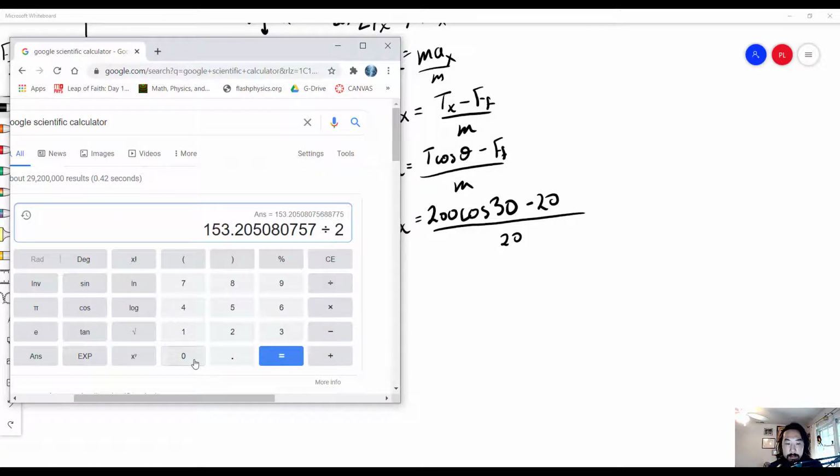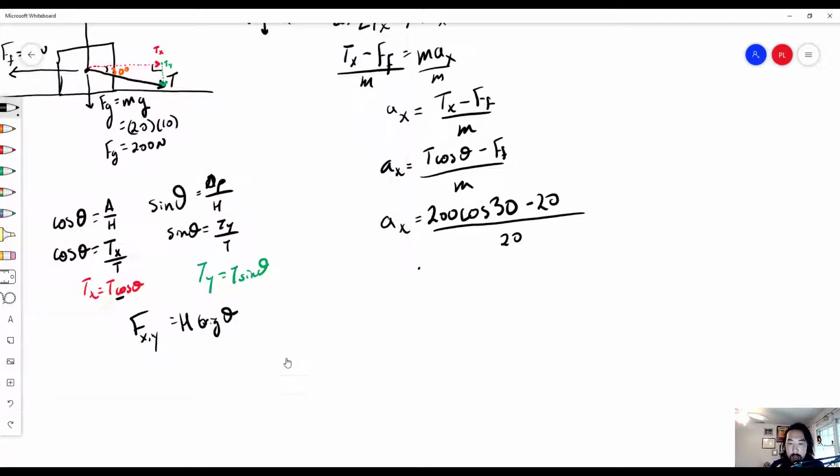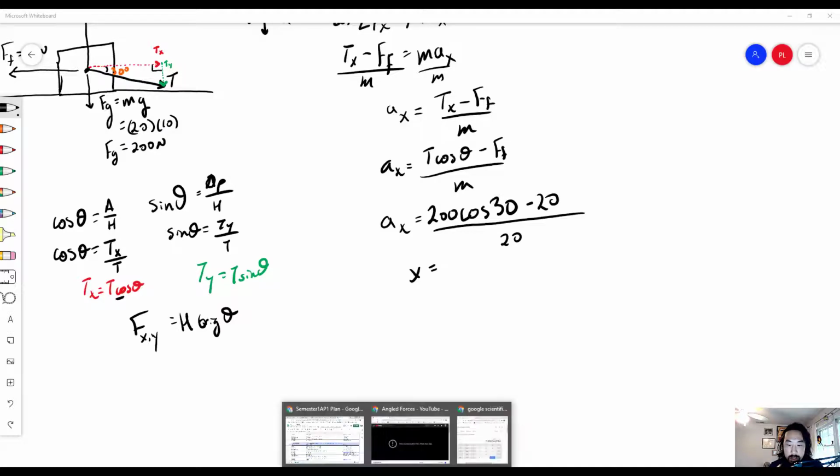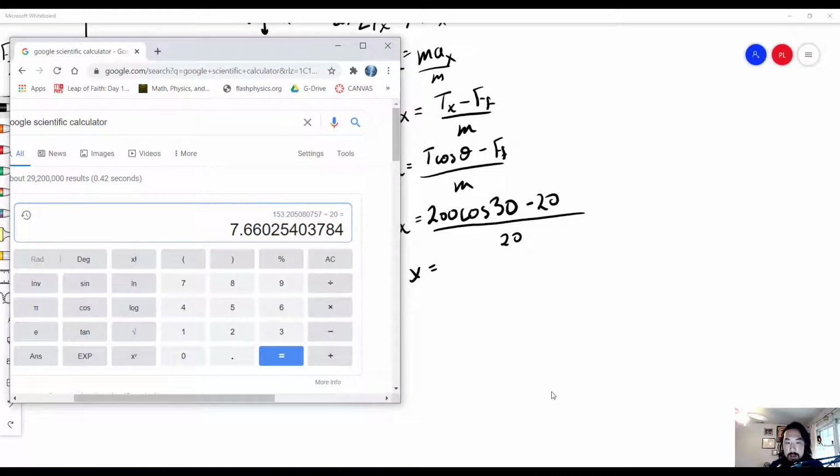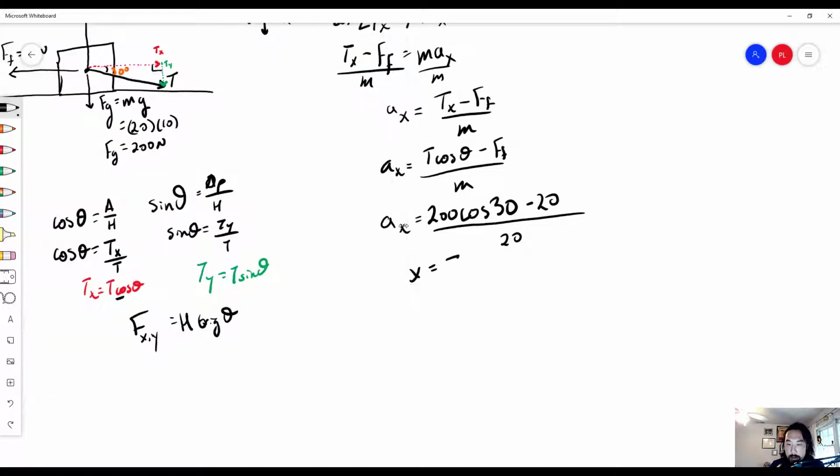divided by 20. All right, so I did that individually. I didn't type that all into one line. And so we get an answer of 7.66 meters per second squared. And that positive 7.66 means that it's accelerating to the right. It does not mean it's moving yet. It could have a velocity of 0. So it's just accelerating to the right.